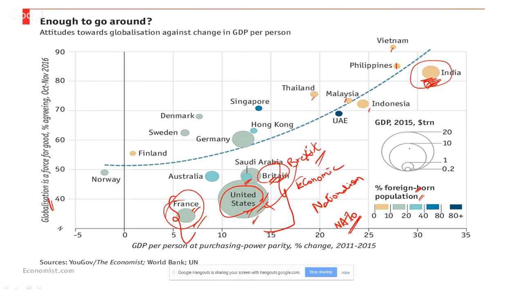So, interesting to see how views on globalization are linked to your economic well-being and your immigration. If you're not seeing huge immigration, you're seeing good growth, you like globalization. What not to like? If it's the opposite, then you'll not like it. So it's an interesting graph that talks about both of these trends.